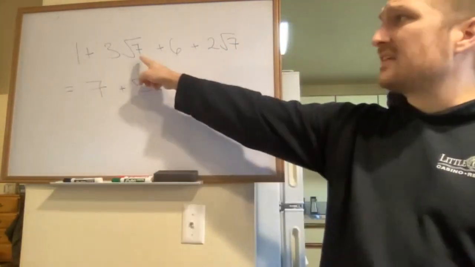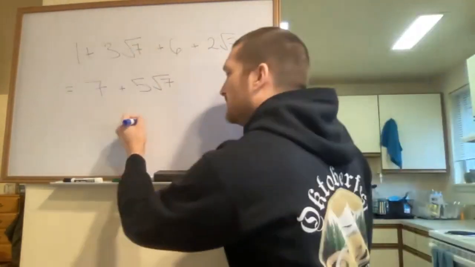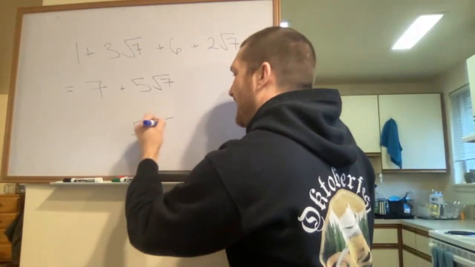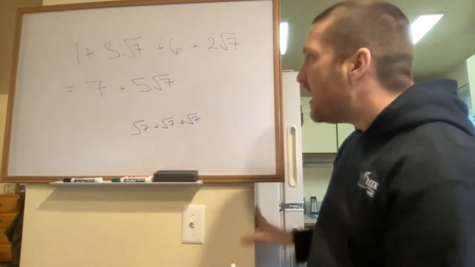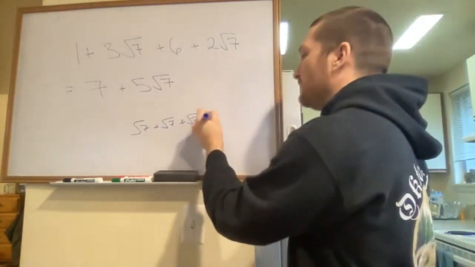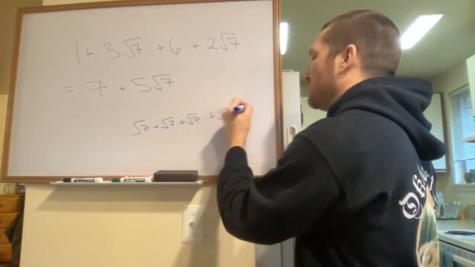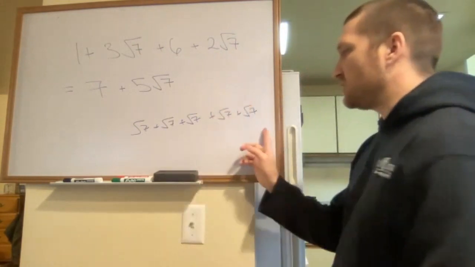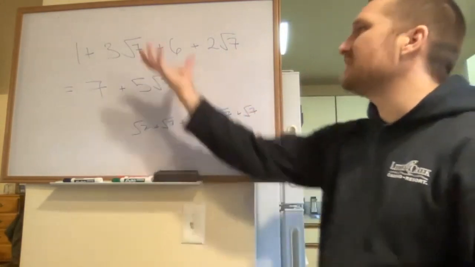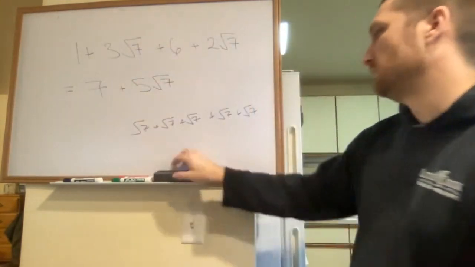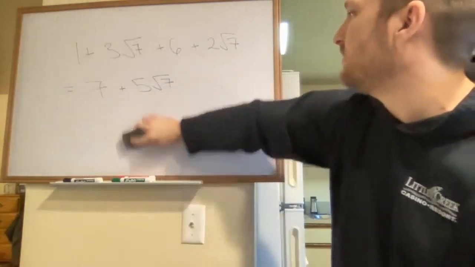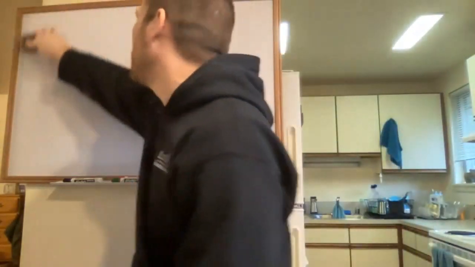Because really, that 3 root 7 means take root 7 and add it to itself 3 times, and then this says you do that 2 times. So add on 2 more root 7s. I have a total of 5 root 7s, and it all means the same thing. So that's how we deal with those. Stuff like that is in your homework.